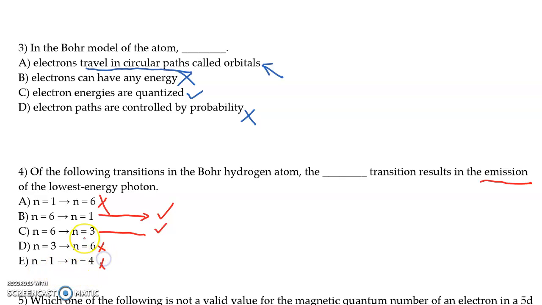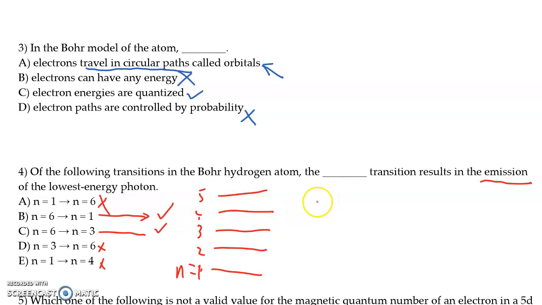From 1 to 4. Okay, so which one will give a higher energy? So ground state is here. Let's say n equal to 1 over here. N equal to 2 is over here. 3, 4, 5. Which one can give us a bigger gap? Let's say 6 over here. From 6 to 1 or from 6 to 3. Of course, from 6 to 1 will give us a bigger energy gap.